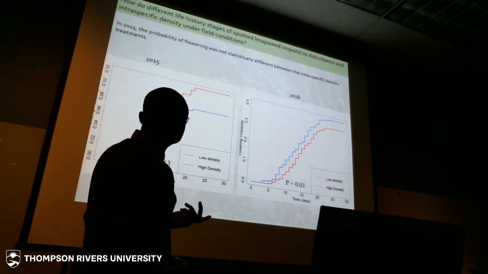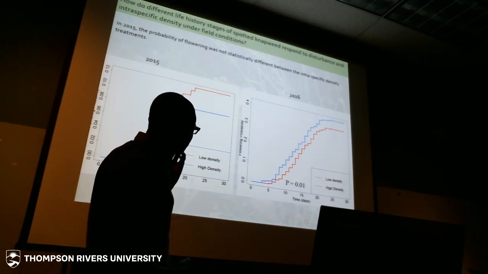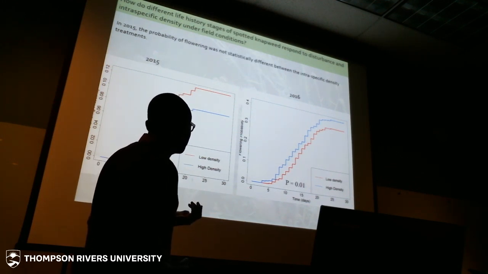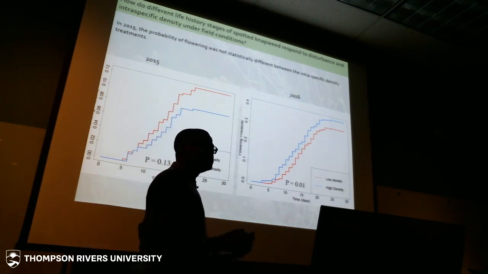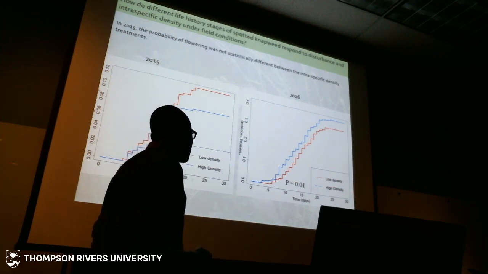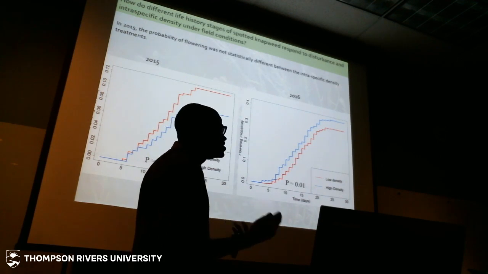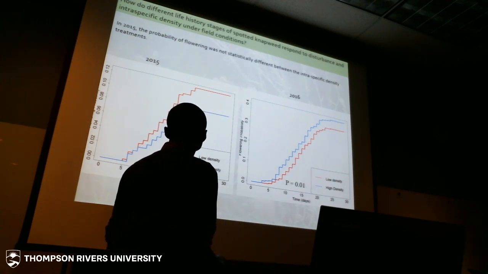But I also looked at this for density, and density again was not significant for the probability of flowering in 2015. In 2016, density was actually significant, and so it's likely that its influence has begun to show, and if I had let the experiment go on, I might have seen a stronger influence of density in my experiment.